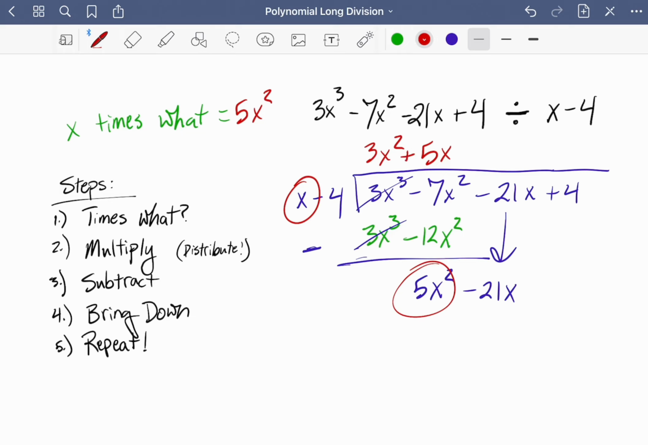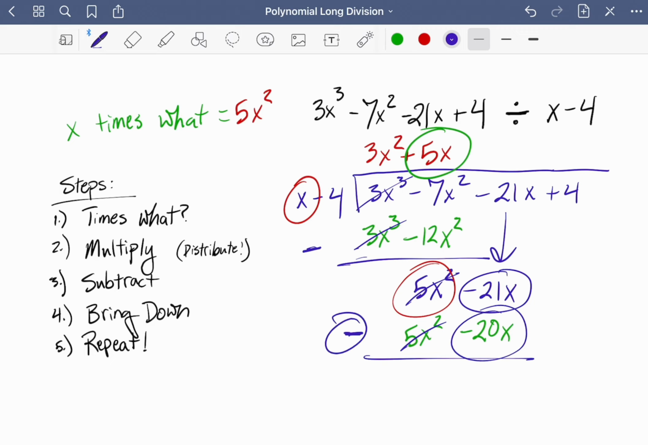Step 2, we multiply, so we're taking that same 5x and multiplying it times the x minus 4. 5x times x is 5x squared. 5x times negative 4 is negative 20x. Next up, subtract. These guys cancel, and we have negative 21x minus negative 20x. This is going to come out to, that's right, negative 1x, or just a negative x.